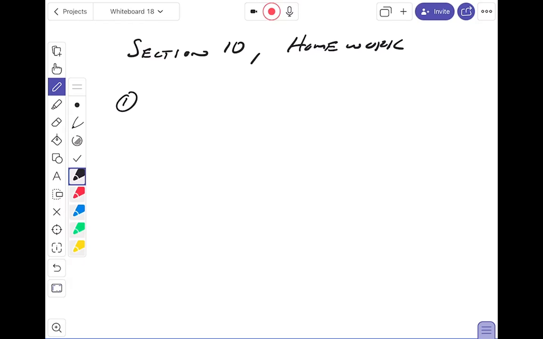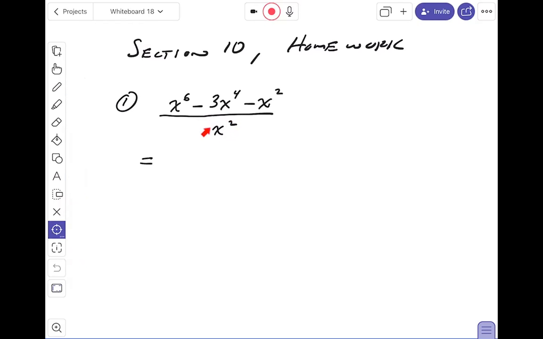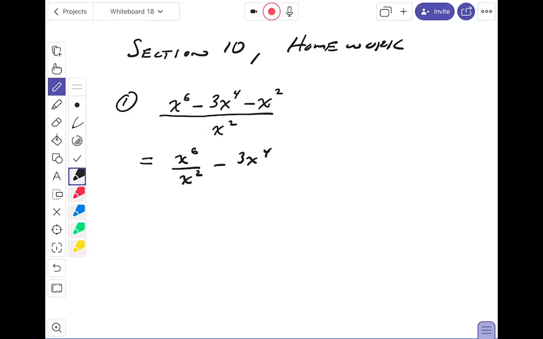Number one, what I notice is they want me to divide it, and I have a trinomial on top of degree 6. I'll write that down for you. The divisor is a monomial. This is one term on the bottom. So what I'm going to do here is divide the terms on top by x squared. And what does this give us?